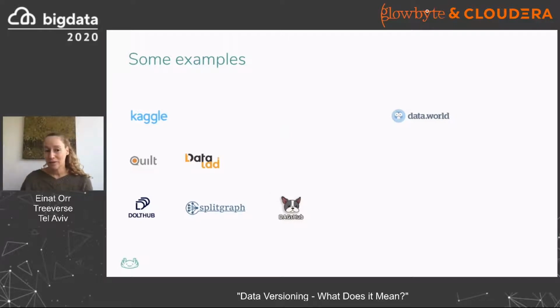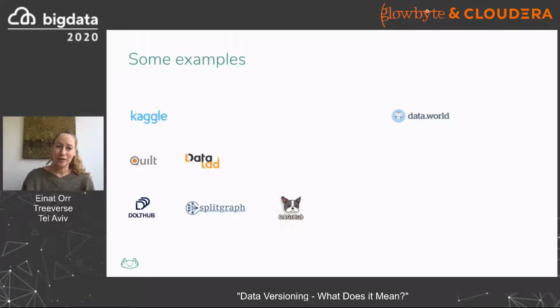Here are the examples. So we can see here tools that manage versioning of data that is a universal data set that is provided to researchers all around the world, such as Data World or Kaggle. In some cases, some of the members of this group also manage ML models together with data.